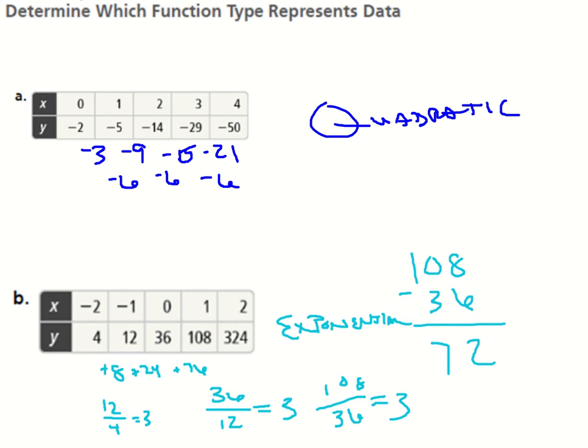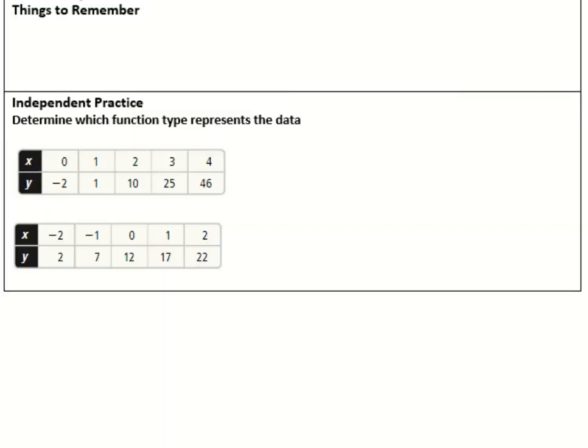Okay, that's it. Nothing else for you guys. And for things to remember, draw a happy face though that has mad eyebrows. See, it's confusing.